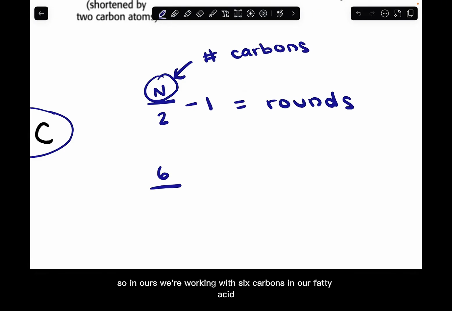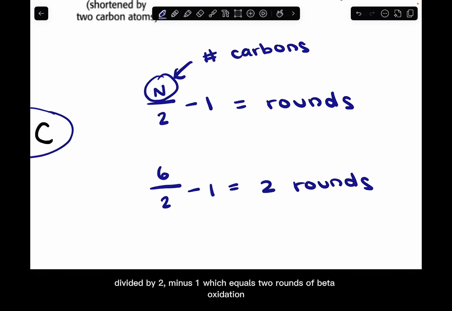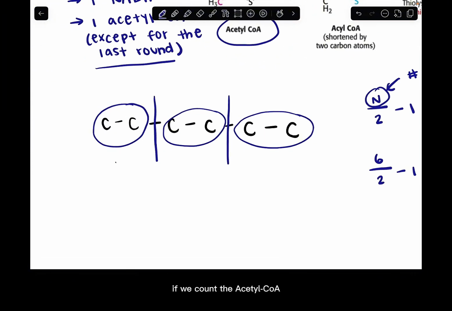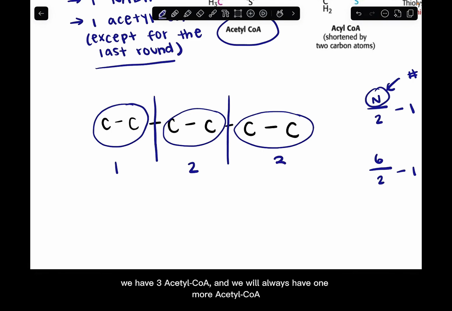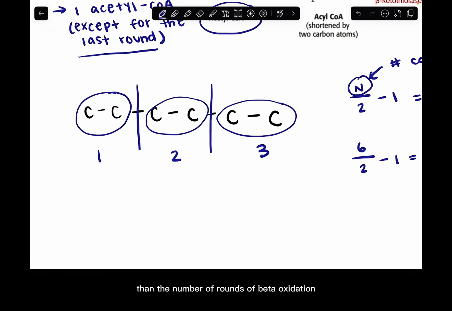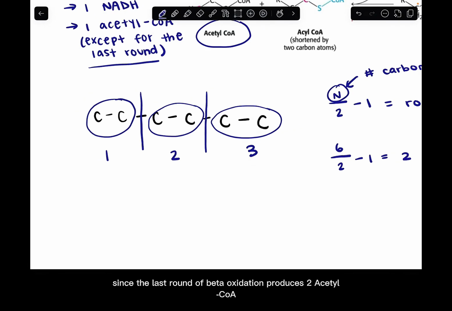So in ours, we're working with 6 carbons in our fatty acid, divided by 2 minus 1, which equals 2 rounds of beta oxidation, which we can see here in our picture. If we count the acetyl-CoA, we have 3 acetyl-CoA, and we will always have one more acetyl-CoA than the number of rounds of beta oxidation, since the last round of beta oxidation produces 2 acetyl-CoA.